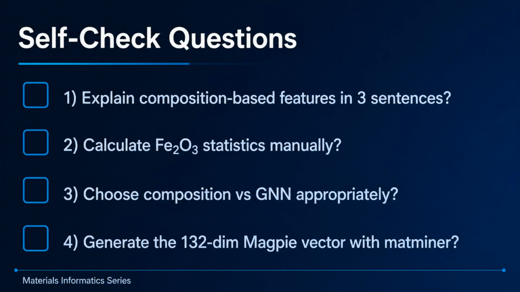Before moving to Chapter 2, check your understanding with these questions. Can you explain composition-based features in 3 sentences? Can you manually calculate atomic radius statistics for Fe2O3? Can you determine when to use composition-based versus GNN approaches? Can you generate a feature vector from a chemical formula using MatMiner? If you can answer yes to all, you're ready for Chapter 2.